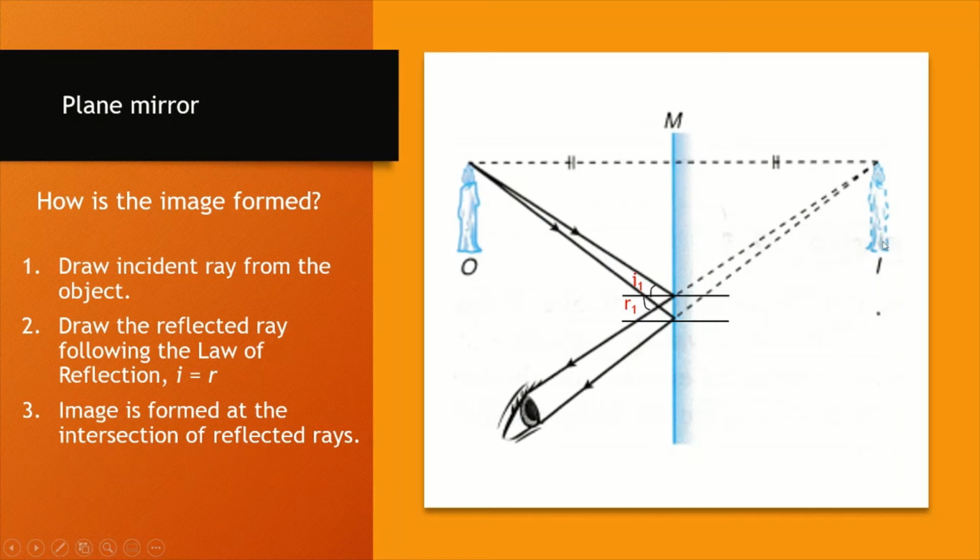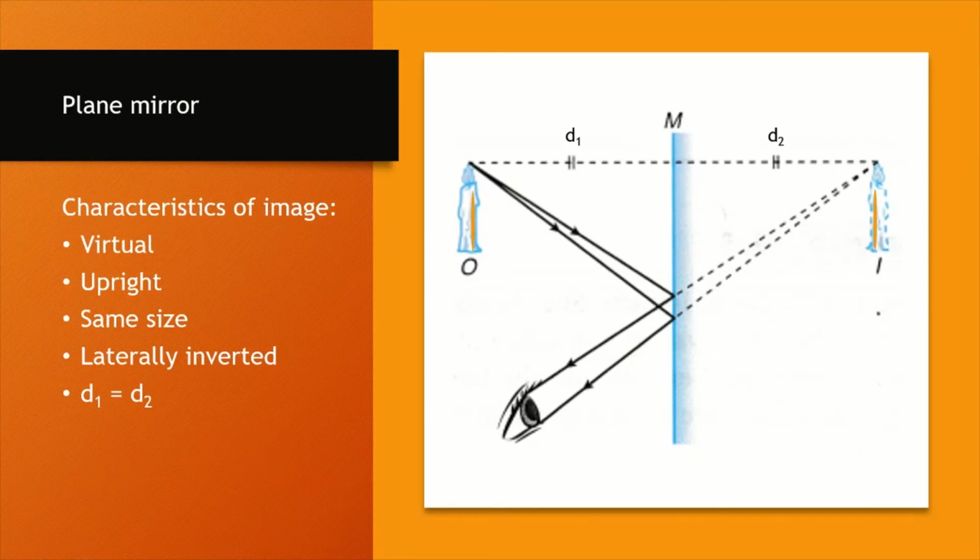Alright, so this is how image is formed. Image is formed at the intersection of two reflected rays. Okay, what is the characteristic of this image? So you can see that the image is upright. It is virtual. Virtual means it is not formed on the screen, right? We will see what's the meaning of virtual much more later on, yeah?